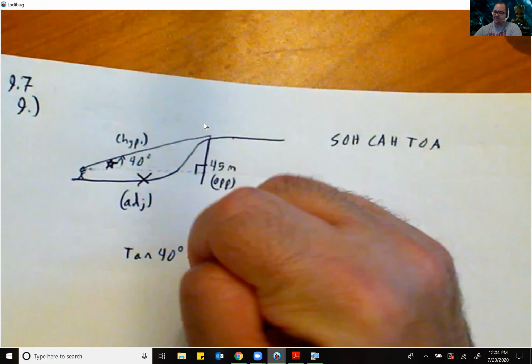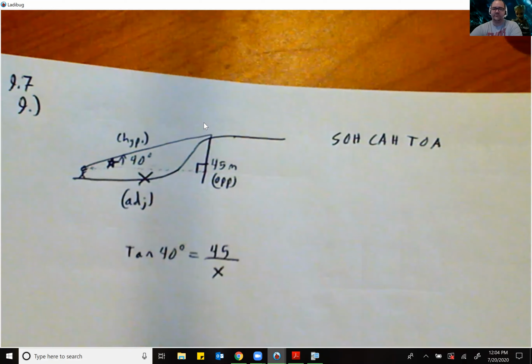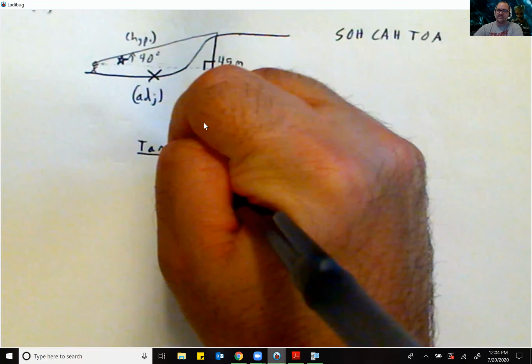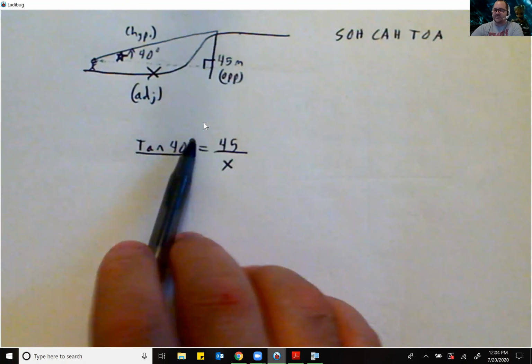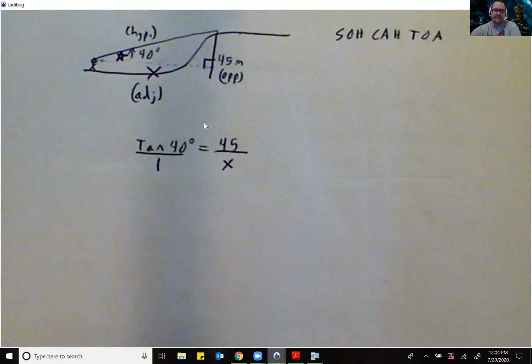45 is the opposite. Adjacent is the x. And all we got to do is solve this. Remember that this is just a number, tangent 40 degrees. It's just a number. And as such, that number is actually over 1. So we just use cross multiplying to solve.